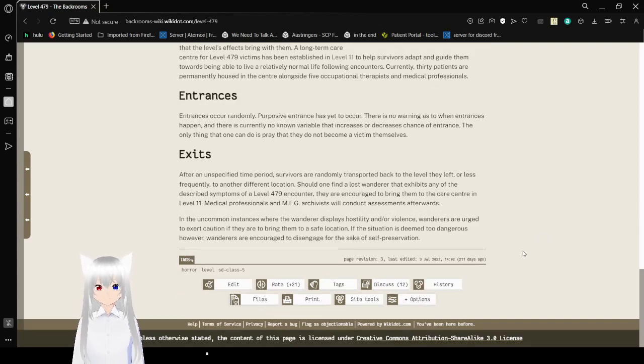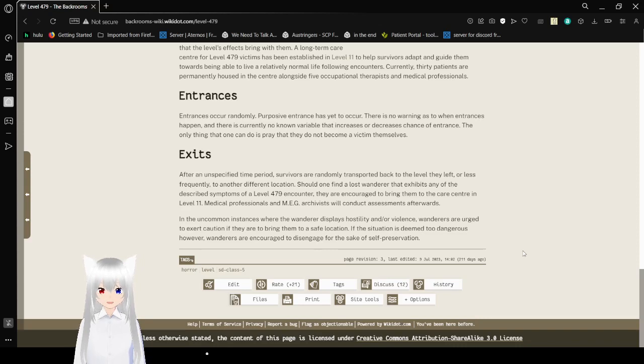Entrances. Entrances occur randomly. There's no warning as to when entrances happen, and there's currently no known variable that increases or decreases chance of entrance. The only thing that one can do is pray that they do not become a victim themselves.